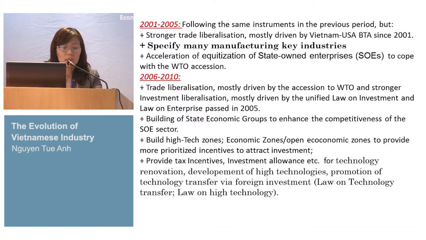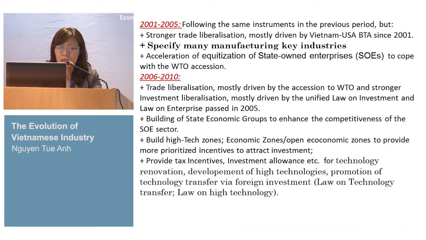Another key instrument was the building of state economic groups to enhance the competitiveness of the SOE sector. Another instrument was to build high-tech zones and economic zones. These are different from industrial zones and export processing zones. So in Vietnam, we have different zones. Economic zones, open economic zones, provide more prioritized incentives to attract investment, including private investment and foreign direct investment.